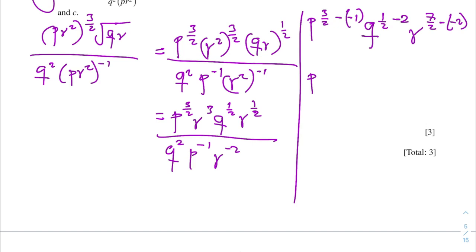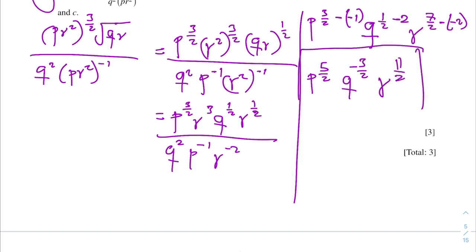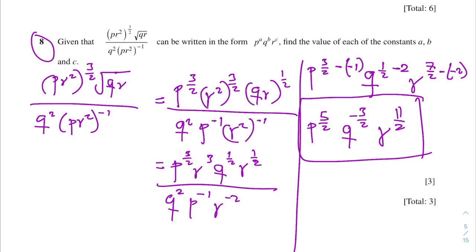So let's deal with the first one. We have 3 over 2. Minus -1 means plus 1. That will give us 5 over 2. Then we have Q, which is 0.5 minus 2. That is negative 3 over 2. Then R is 7 over 2 plus 2. And that will be 11 over 2. Okay, so now you have represented it nicely in the way they wanted you to get it. So you are done with the 3 marks.